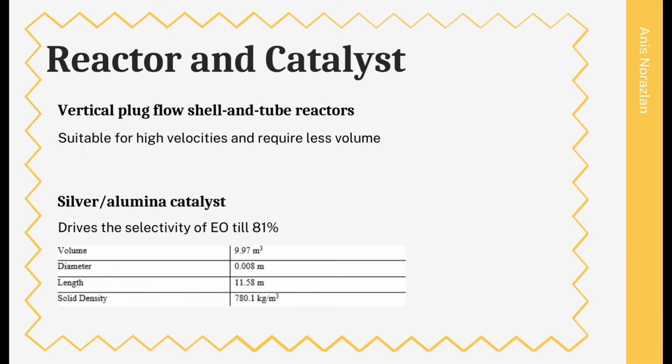For the reactor and catalyst, the reactor that we chose is vertical plug flow shell and tube reactors because it is suitable for high velocities and requires less volume. For the catalyst, we chose silver on alumina catalyst because it drives the selectivity of EO up to 81%. And these are the properties that are obtained for the catalyst. The volume is 9.97 meter cube, diameter is 0.008 meter, length is 11.58 meter, and the solid density is 780.1 kilogram per meter cube.